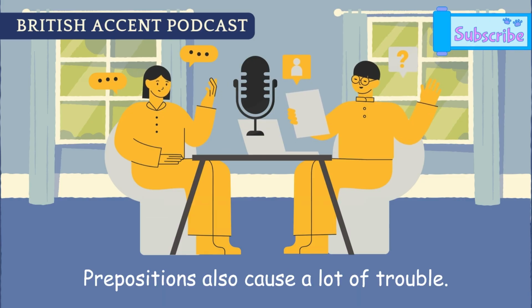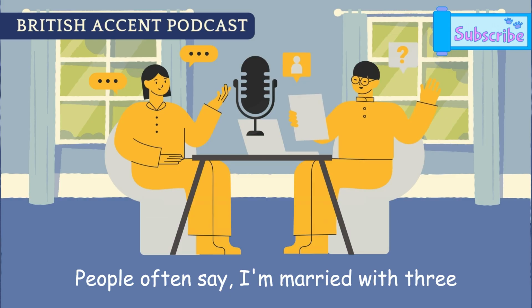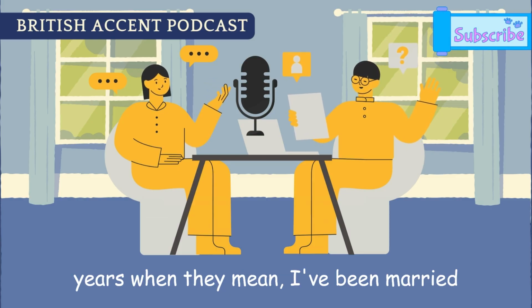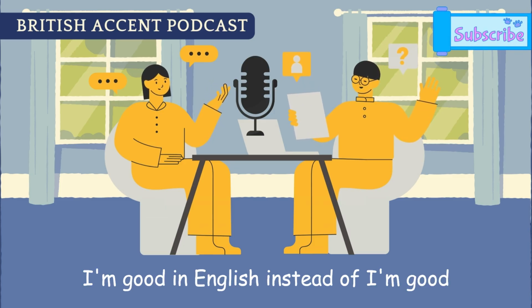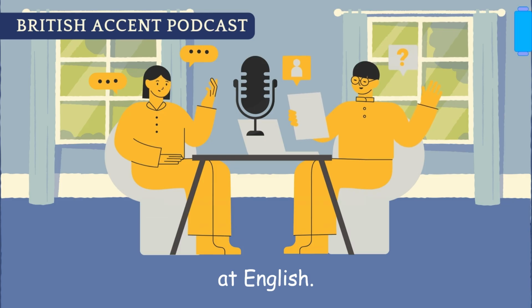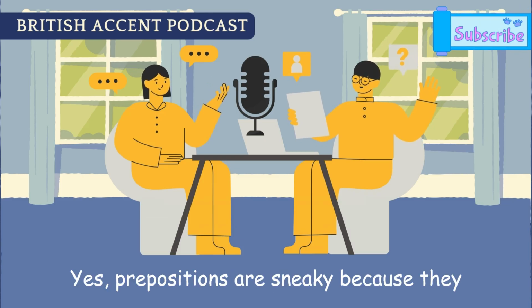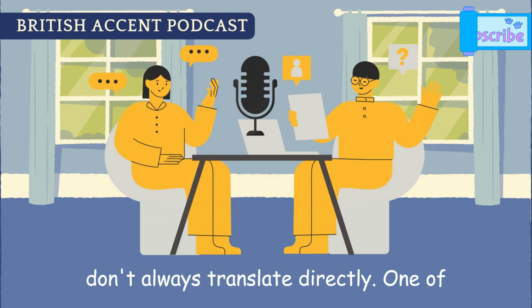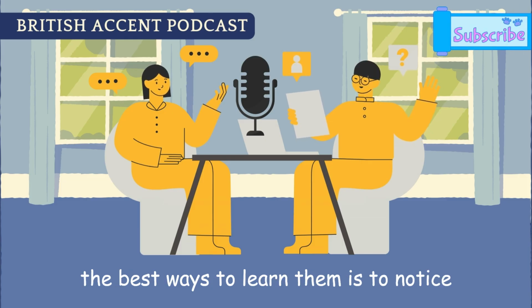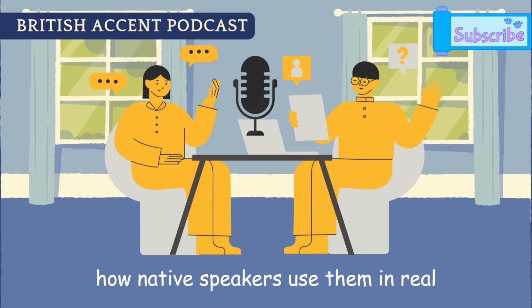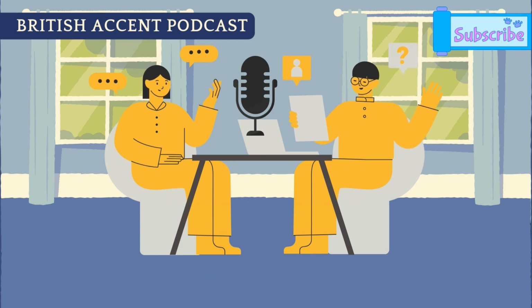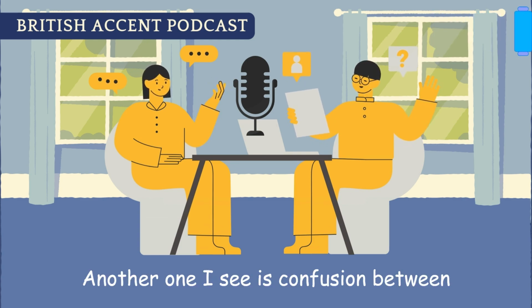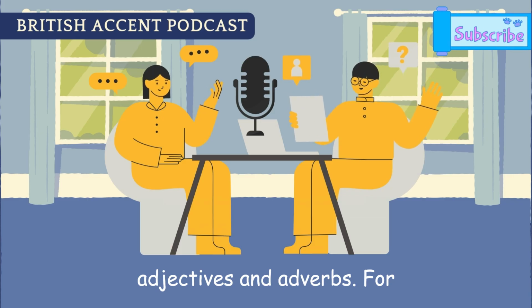Prepositions also cause a lot of trouble. People often say, I'm married with 3 years, when they mean, I've been married for 3 years. Or they say, I'm good in English, instead of I'm good at English. Yes, prepositions are sneaky because they don't always translate directly. One of the best ways to learn them is to notice how native speakers use them in real life, not just from a dictionary.